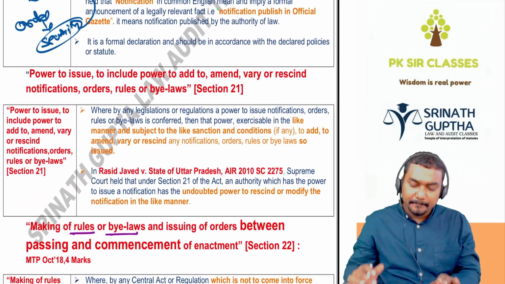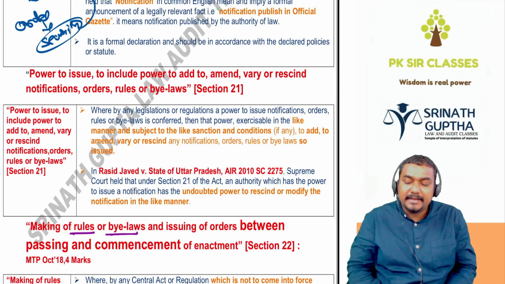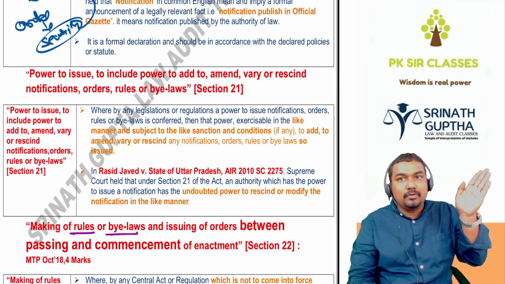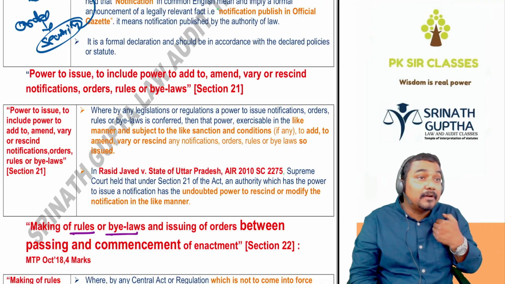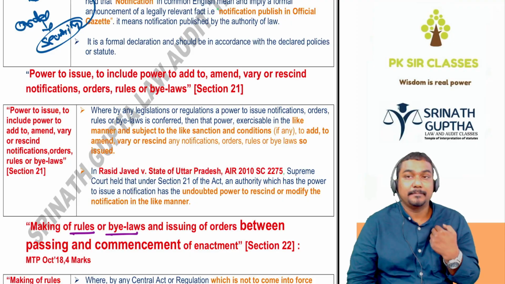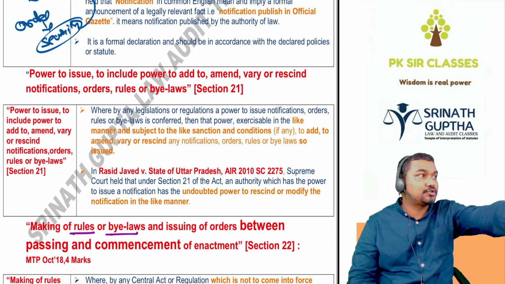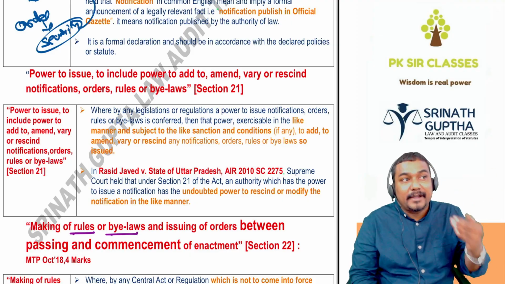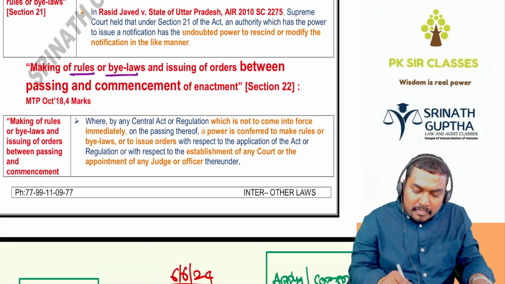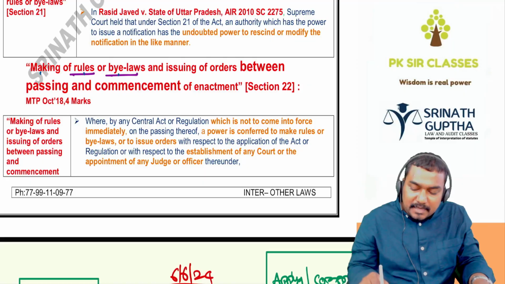Next, power to issue includes power to add, amend, vary, rescind the notification. When I have a power to make a rule or notification, I have the implicit power to alter the notification also. So, I am the registrar of companies. When I have the power to issue a notice or a circular, I have the right to alter the circular also, impliedly. Next, making of the rules, bylaws and commencing the orders between the passing and the commencing period.